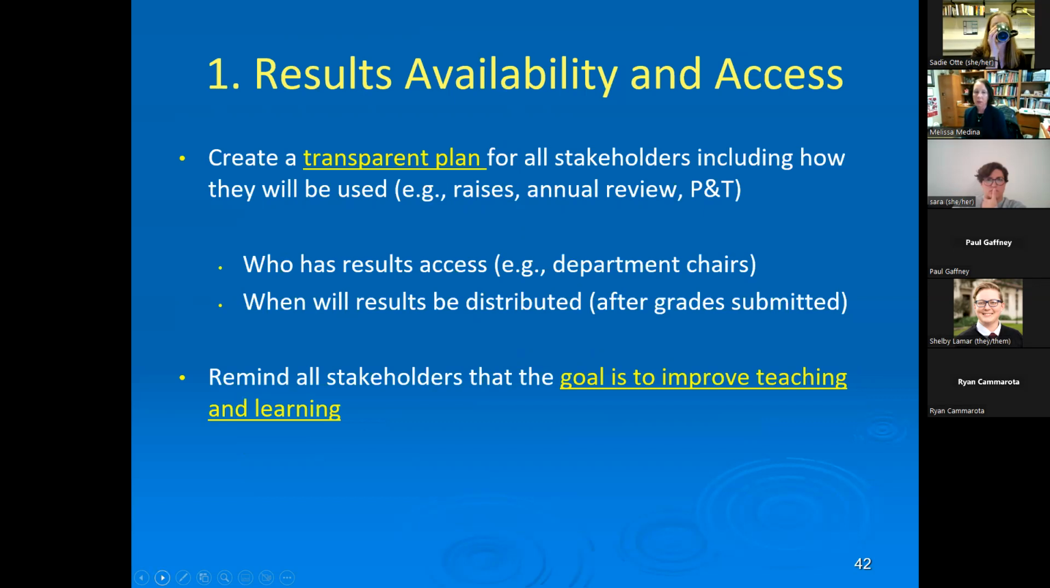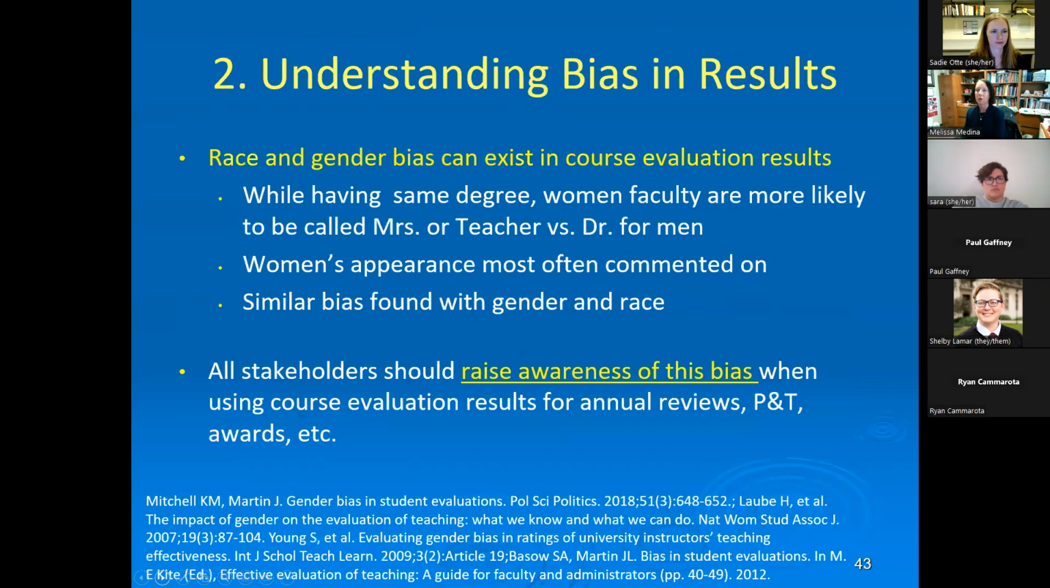After grades are submitted, you will receive those results a week later. Unless it's Christmas time, I wait until, like I told you before, I wait until after the Christmas break. And when we think about results availability, you want to encourage people to remember that the goal of course evaluations is to improve teaching and learning, and they should not be used in isolation. That big point from before.